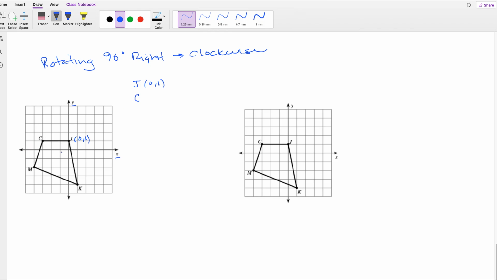Okay, point C is 1, 2, 3, that's negative 3, 1. M, so let's see if that's 3, that would be negative 4, negative 2. Let me fix that so we can read it. And then K, that's positive 1, 1, 2, 3, 4, so 1, negative 4. Can't draw 4s for some reason.